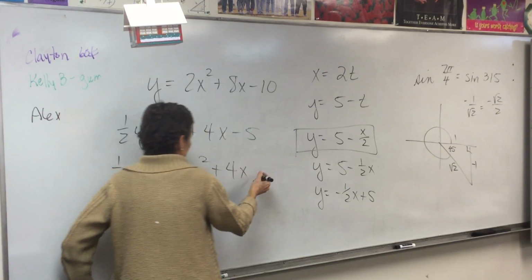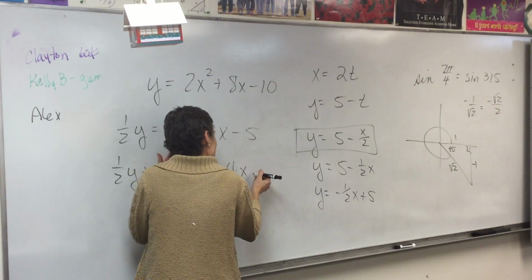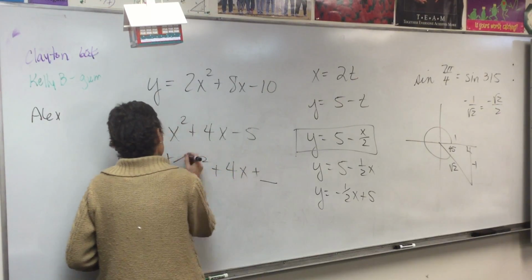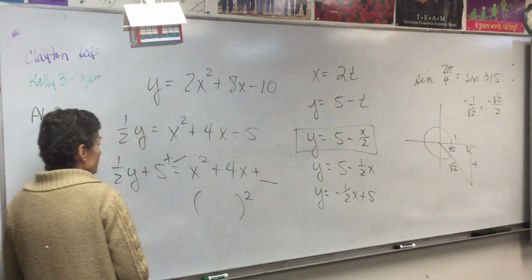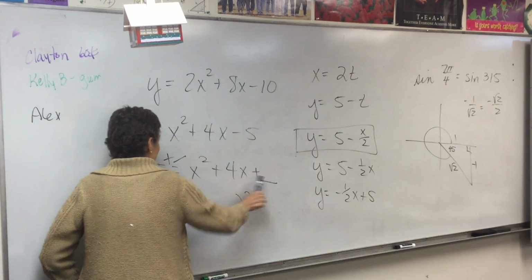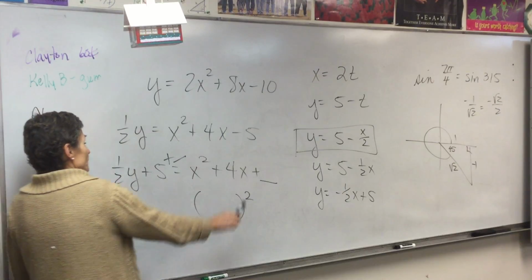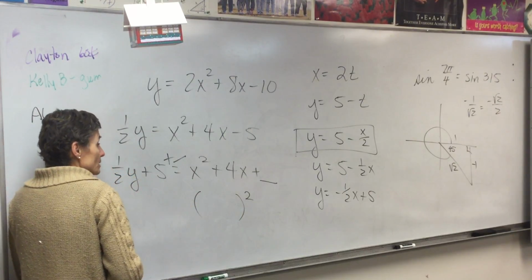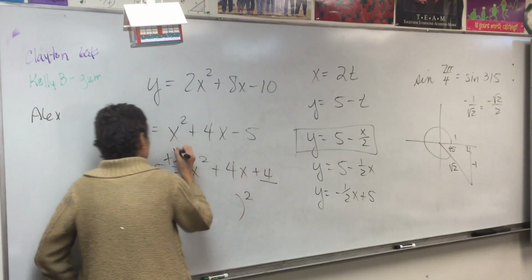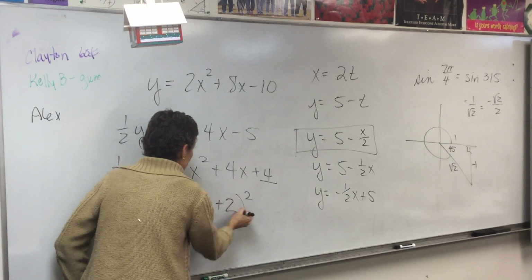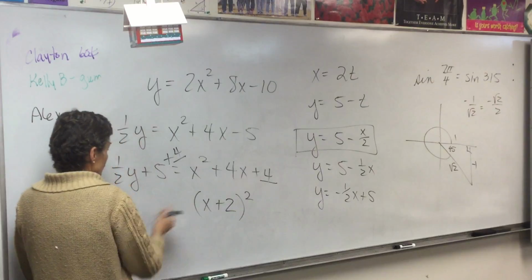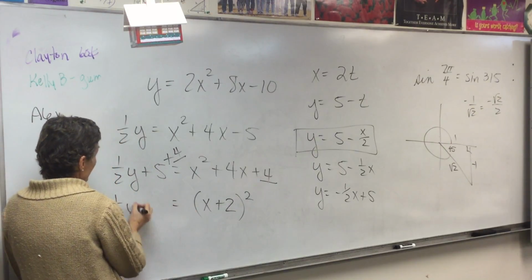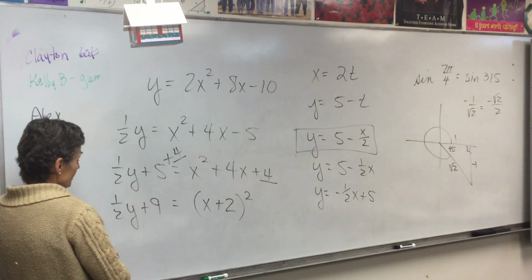Because I have to make room, Mr. Miller calls it making room, for a new number here that will make this a perfect square. So, how do I find the number that I add to both sides? Half of 4 is 2, squared is 4. So this parentheses, this completed square, is (x + 2) squared. And I have 1/2 y plus 9 over here.